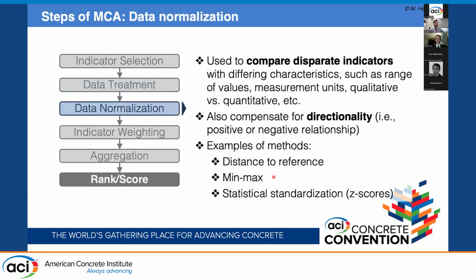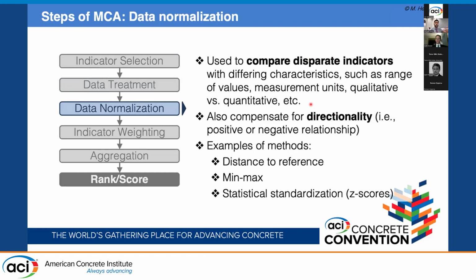So the next step is data normalization. Typically these indicators are going to exist on different scales, and they may have different units. However, for constructing a composite indicator, for bringing them together and comparing them, we need to put them into the same dimension and make them comparable. So data normalization is the technique where we can convert the data to be able to compare disparate indicators that may have different characteristics.